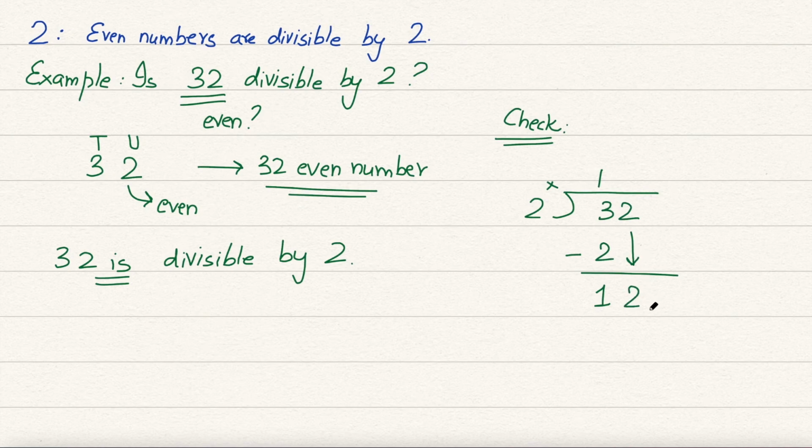This becomes number 12. And then 2 times 6 is 12. Then you subtract the numbers. 2 minus 2 is 0. And 1 minus 1 is also 0. Here you can see that the remainder is 0. That's why we can say that 32 is divisible by 2.